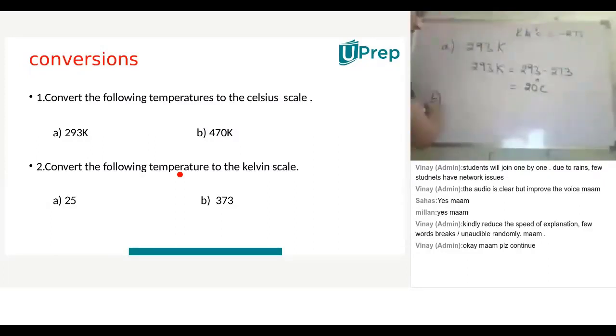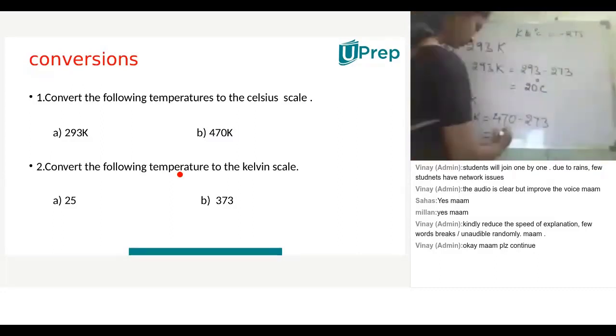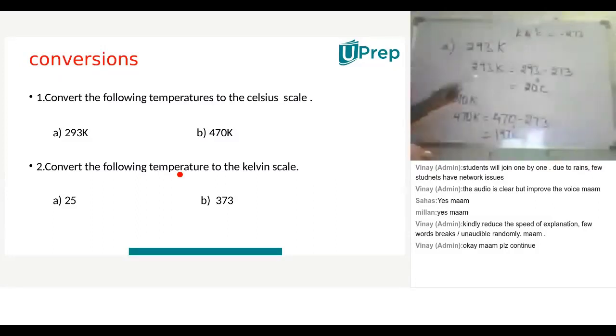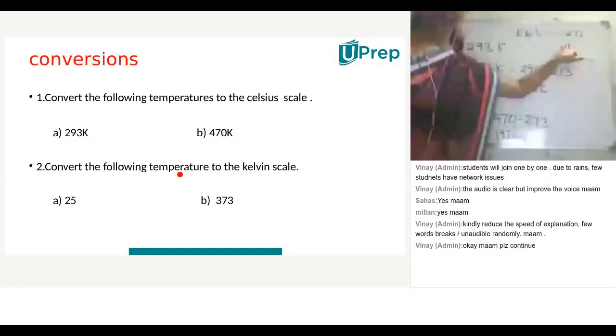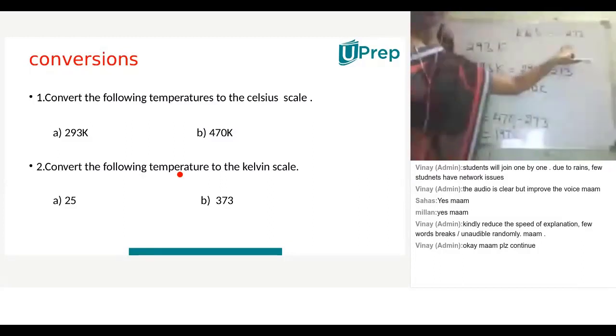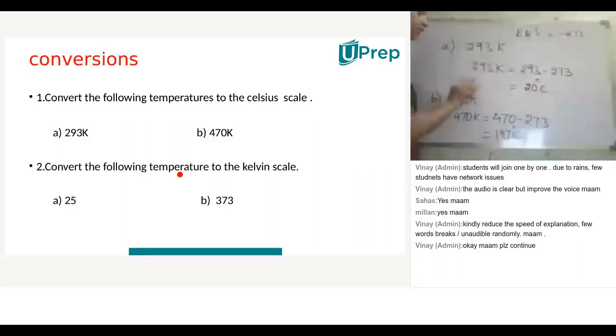Second one, 470 Kelvin is equal to 470 minus 273. What is the answer? 197 degrees Celsius. We need to mention the units. When Kelvin is converted to degrees Celsius, we need to subtract 273. So when we want degrees Celsius to Kelvin, what do we need to do? We need to add 273 to the given value.